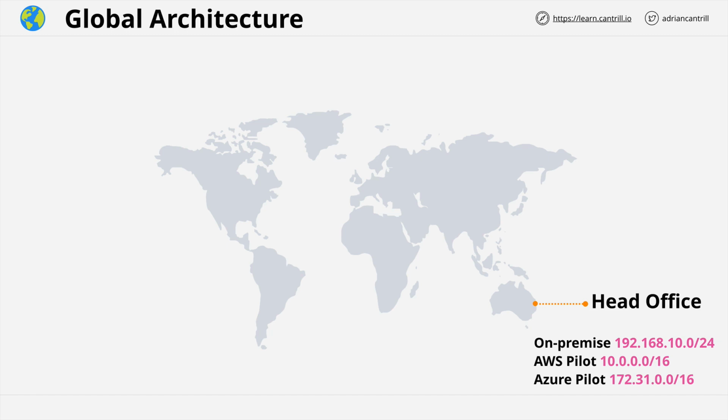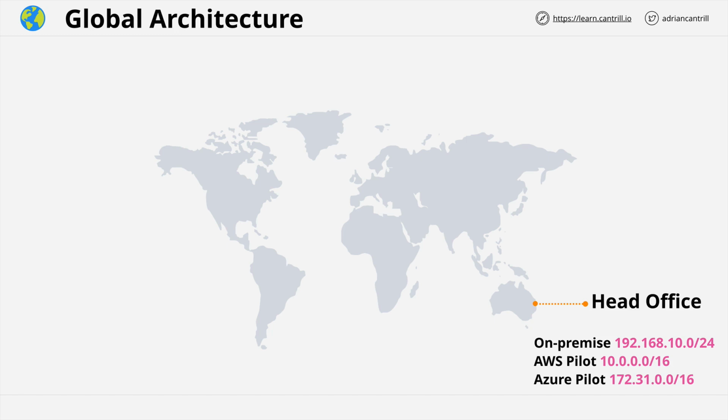In addition to that, a previous badly designed AWS pilot uses the 10.0.0.0/16 range, and we also have a previous Azure pilot which utilizes 172.31.0.0/16, which again is a Class B network. Now, all of those will become relevant as we look at the potential business solutions later in the course. For now, I just want you to keep them in mind.